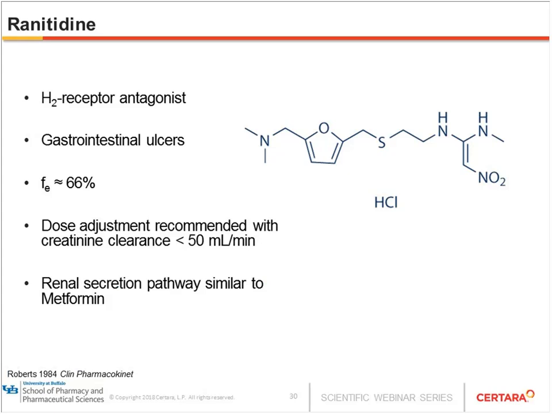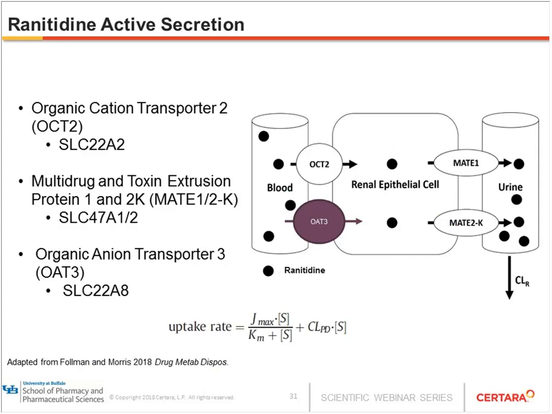per minute. So here is the active secretion pathway for ranitidine, and again, you'll see the same transporters involved as metformin, but we're just adding one more here, OAT3, or organic anion transporter 3, which is also present at the basolateral membrane of the renal epithelial cell and mediates the uptake of ranitidine from the blood to the renal epithelial cell.